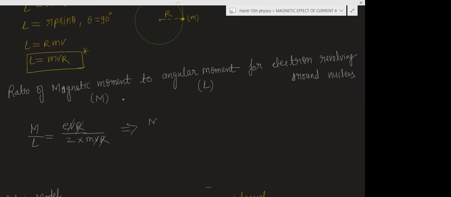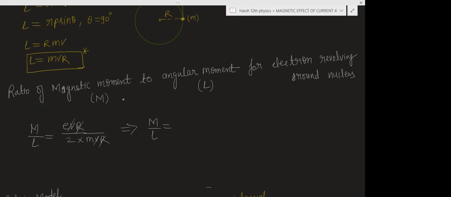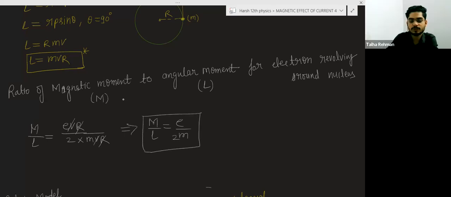So now the ratio of magnetic moment to angular momentum is e by 2m. This is the ratio. Now we will discuss what is the Bohr's model for the electron.